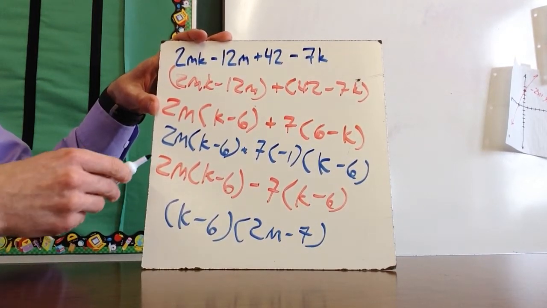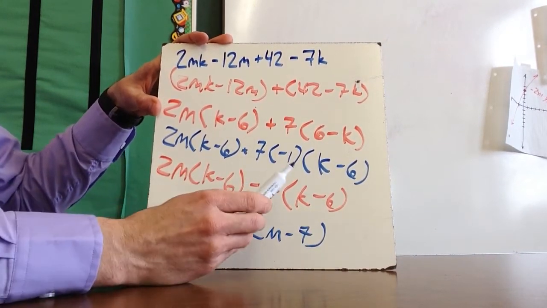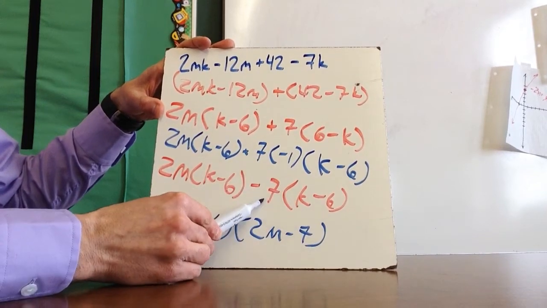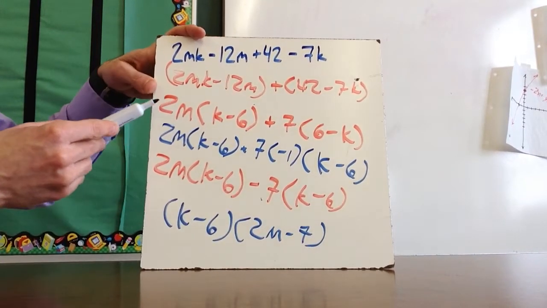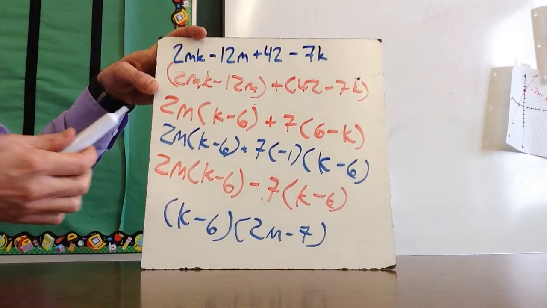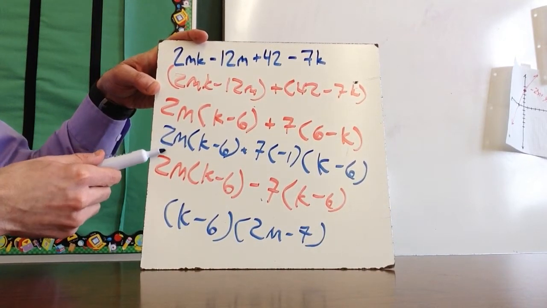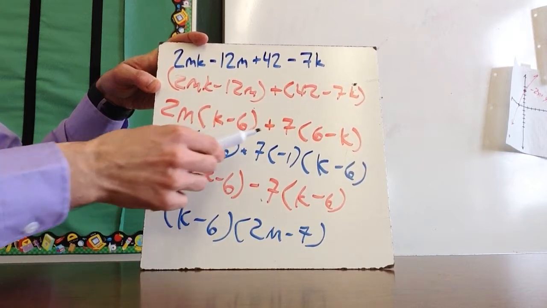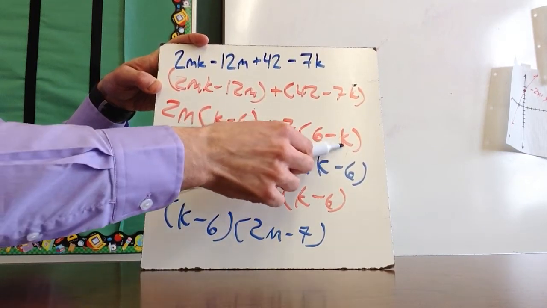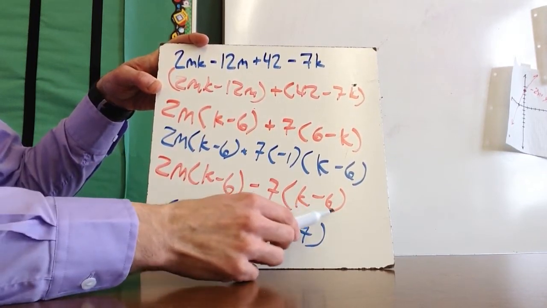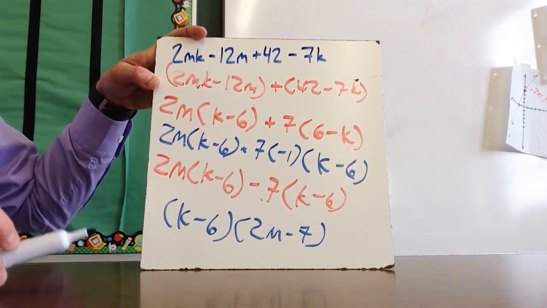Right? And so I'm allowed to use that trick as long as you'll notice that this and this do not say the same thing. To get from this red to this red, I had to use this blue step, which makes it so that these are not identical, right? This is plus 7, 6 minus k. This is minus 7, k minus 6.